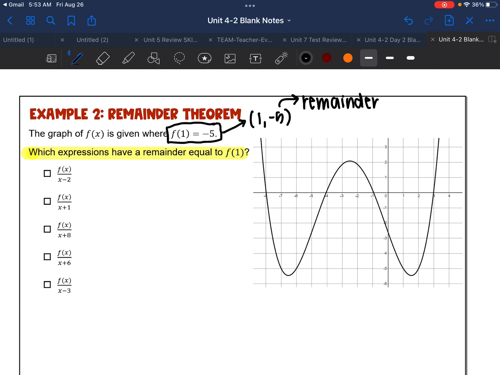So, if it's given us all these f of x divided by some divisor, we're going to first take the opposite of each of those to get those x values. Okay, so we've taken the opposite for each of them. And then basically what we're going to do is put a point on our graph at 2, -1, -8, -6, and 3, and we're going to see what their y values are and compare it to this -5 here. Okay, so let's go ahead and do that.